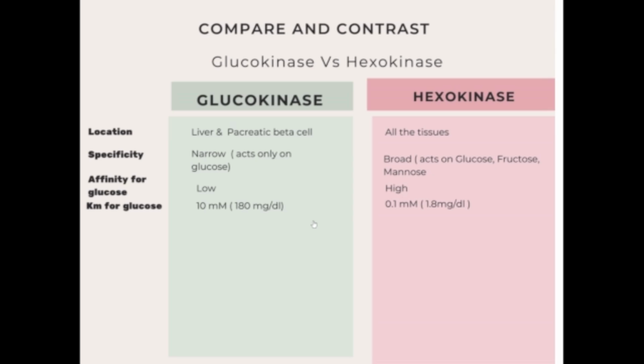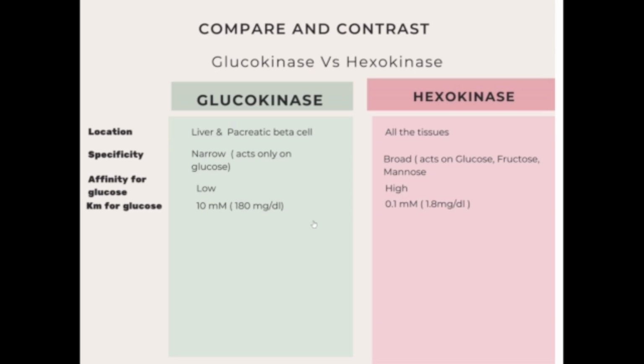As we know, the Km value and affinity have an inverse relationship with each other. The Km is the Michaelis constant, the substrate concentration at half maximum velocity. As glucokinase has a low affinity for the glucose, to reach the half Vmax it requires a higher Km value. It means it requires a higher substrate concentration to reach the half max. So that's why the Km of glucokinase for glucose is very high.